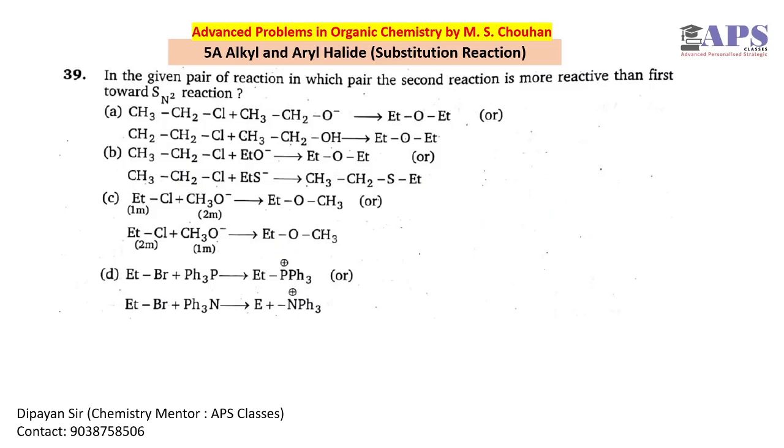Question number 39. In the given pair of reactions, in which pair the second reaction is more reactive than the first, again in SN2 reaction. Okay. So we have to check the second reaction is more reactive than the first. Okay. So option A. Here we have two different nucleophiles, and as we know that O minus is more nucleophilic than OH, we can safely say that the first reaction will be higher.